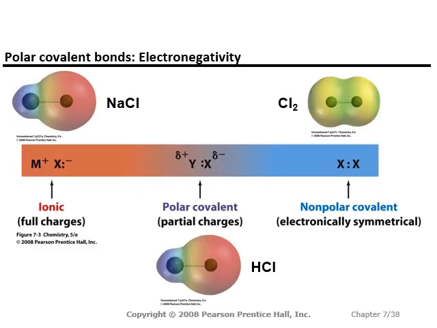And then this is just a kind of a rehash of what we said before. We can have either fully ionic on the left, or we can have fully covalent on the right, or in the middle, we can have polar covalent. Next.